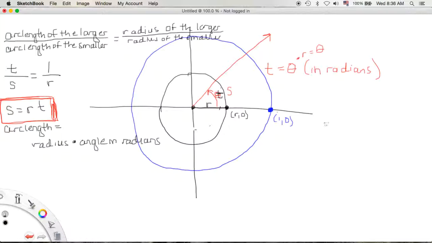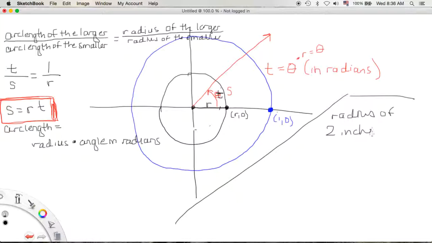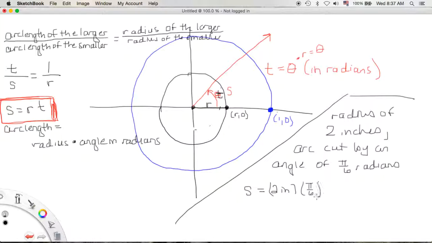For example, if we know that we have a radius of 2 inches, and we have an arc cut by an angle of pi over 6 radians, then the arc length is 2 inches times pi over 6, which is pi over 3 inches. So our arc length is pi over 3, and you can do that with a decimal if you want. It's a little over 1. But most of the time we'll just leave the pi in there, so we don't have to worry about grabbing our calculators. So that gives you your arc length.